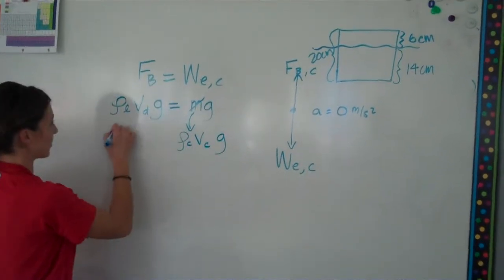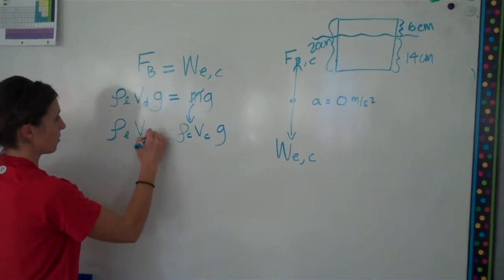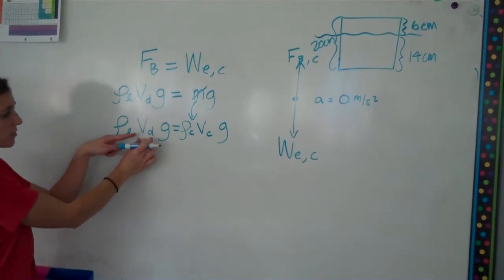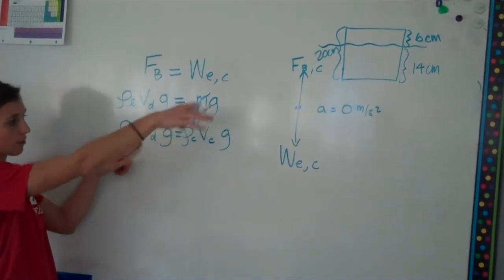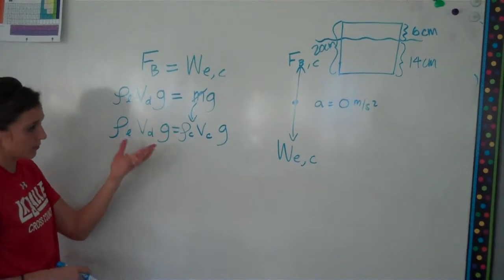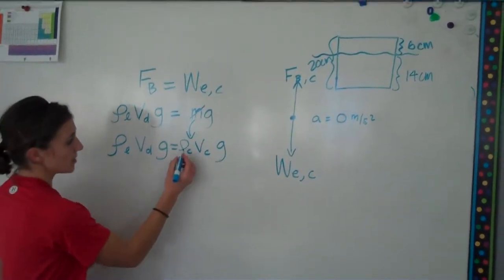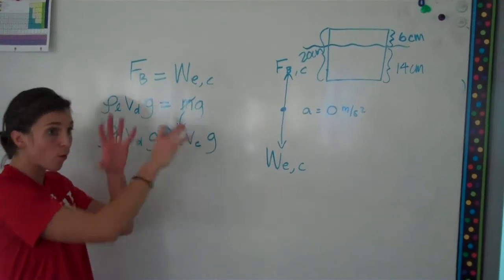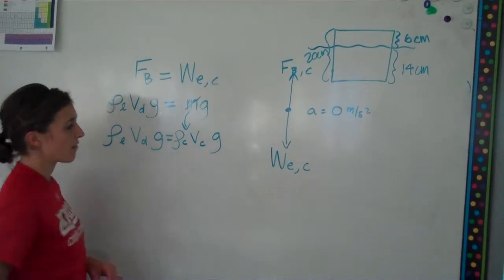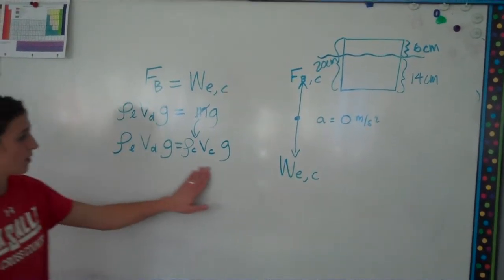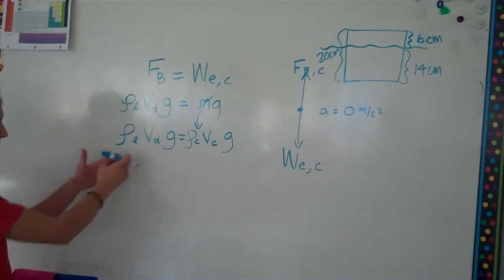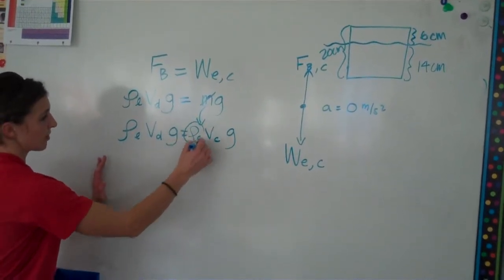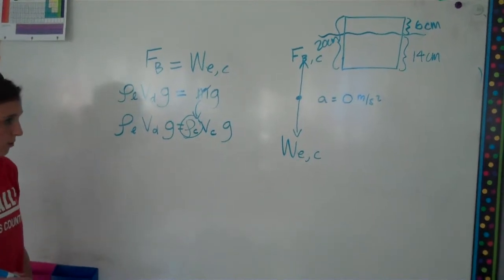So I'm just going to rewrite this down here. This is the density of the liquid times the volume displaced, or under the water, times gravity, is equal to the density of the cube itself, that wood, times the volume of the cube, the whole cube itself, times gravity. This makes it really easy for us to figure out what we want to figure out in the very end, which is the density of the cube.